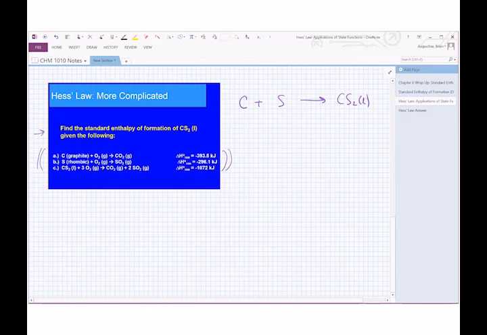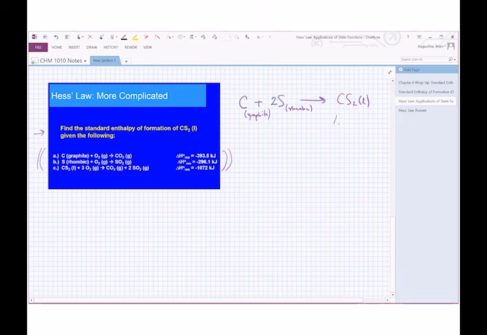Now, these are solid materials, so they're a little bit tricky. We need to specify which state, because I said the state of matter matters. So the most stable form of carbon is graphite, and the most stable form of sulfur happens to be rhombic sulfur. It's not a detail you really need to worry about. Now, is this equation balanced? No, it's not. I need a 2 out in front of here.